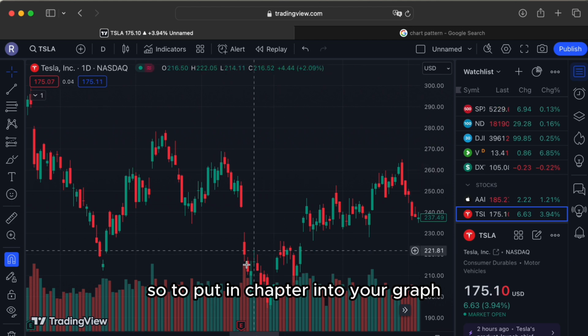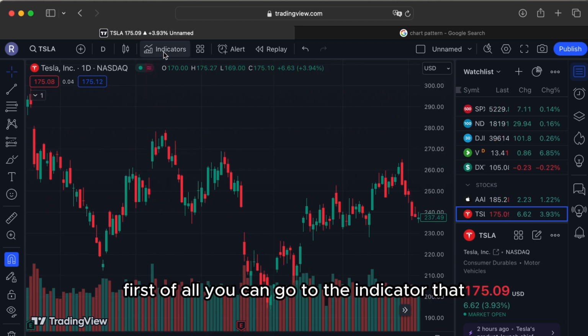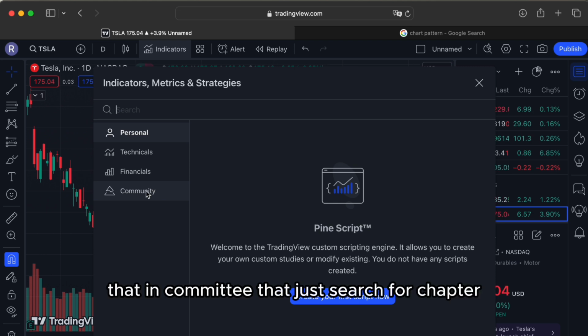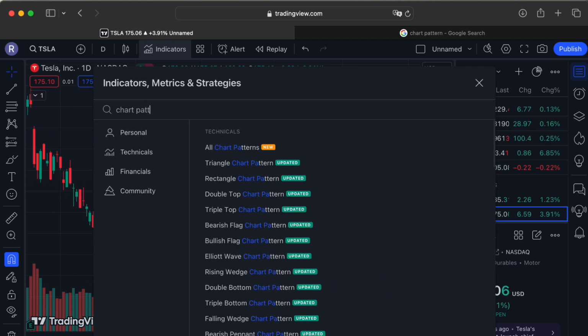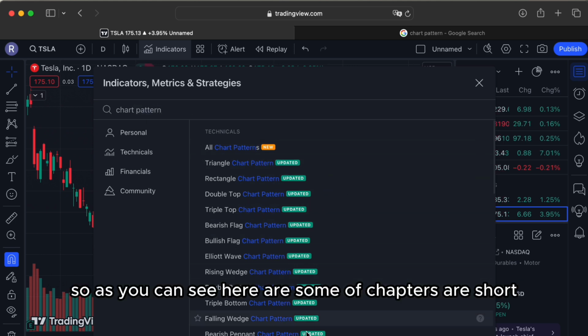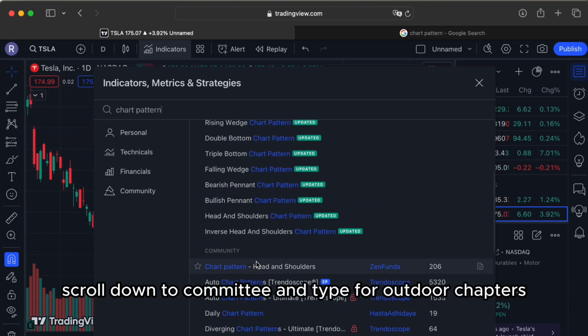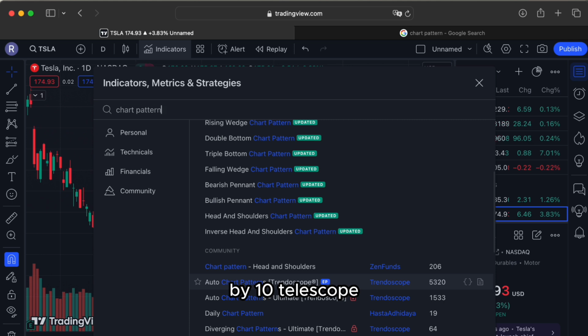To put a chart pattern into your graph, first of all you can go to the indicator tab and go to the community tab. In the community tab, just search for chart pattern. As you can see, a number of chart patterns are shown. Scroll down to community and type for auto chart patterns by Trendoscope.